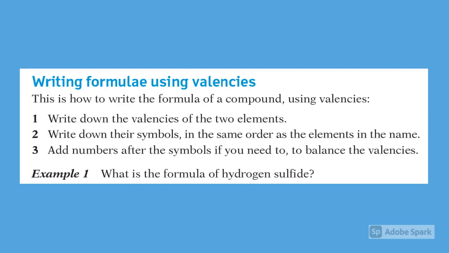You need to follow 3 steps to write the formula of a compound using valencies. Write down the valencies of the two elements, write down their symbols in the same order as the elements in the name, and add numbers after the symbols if you need to balance the valencies.